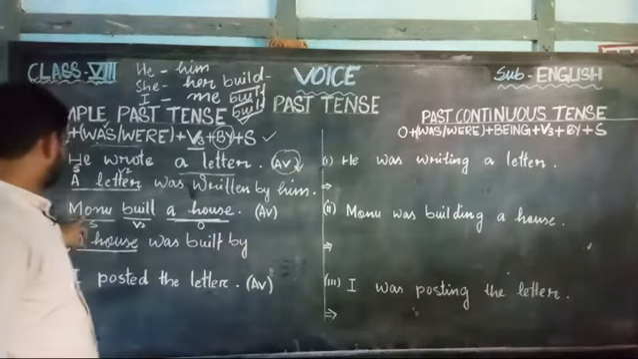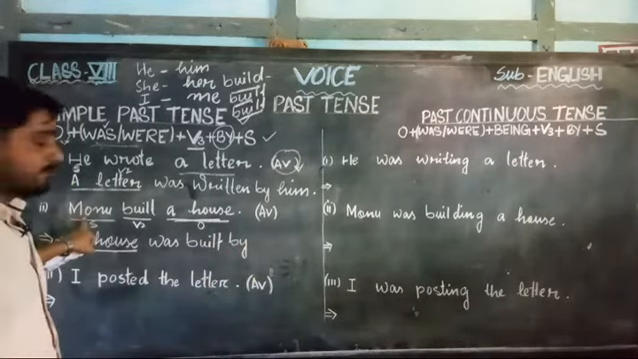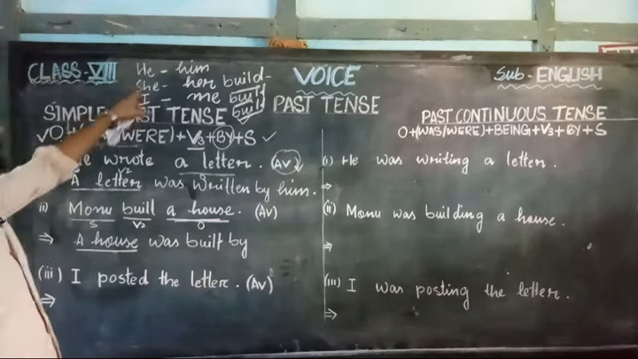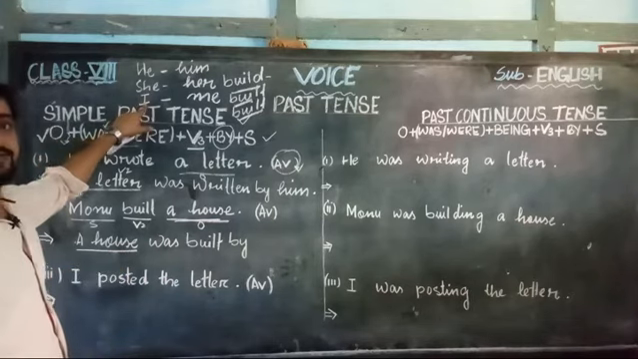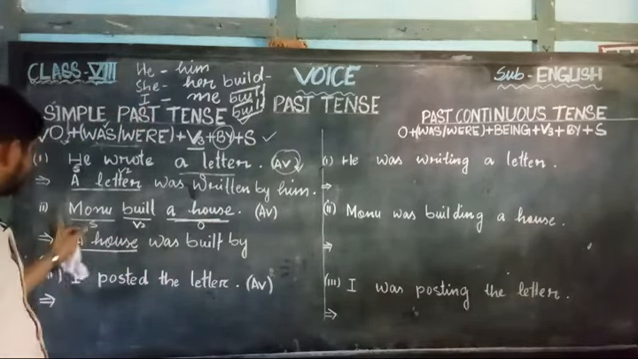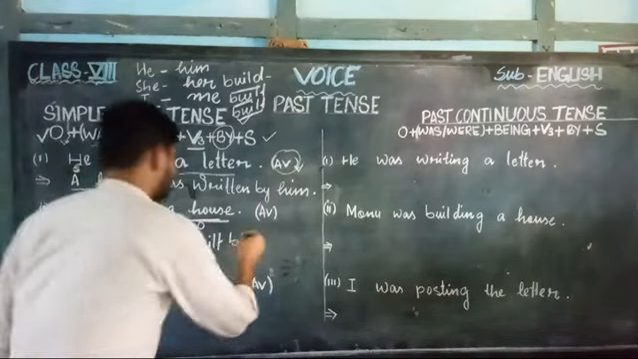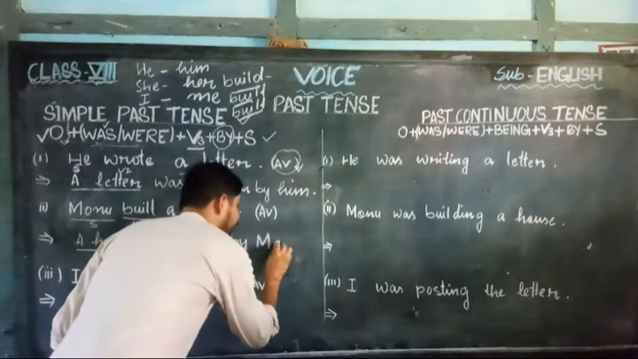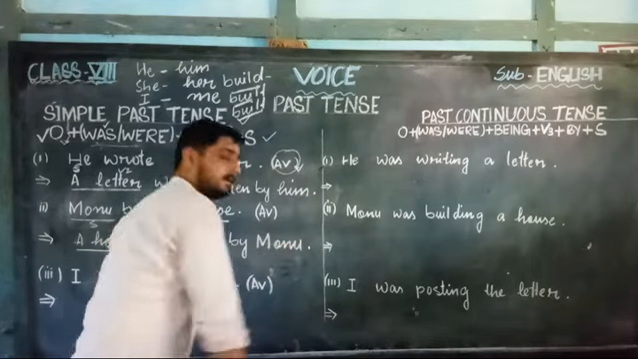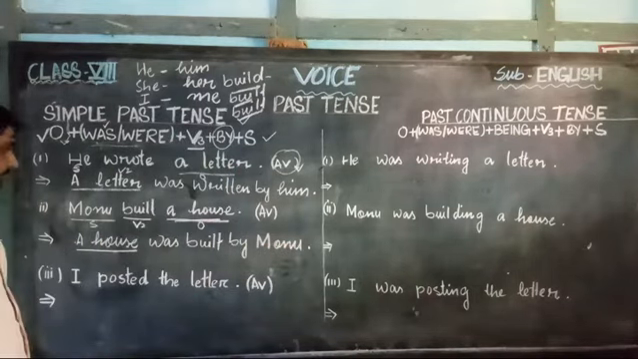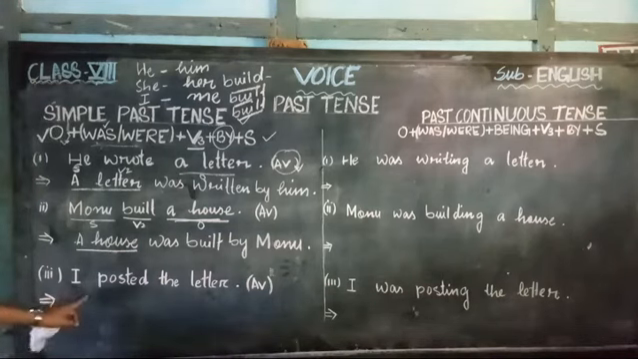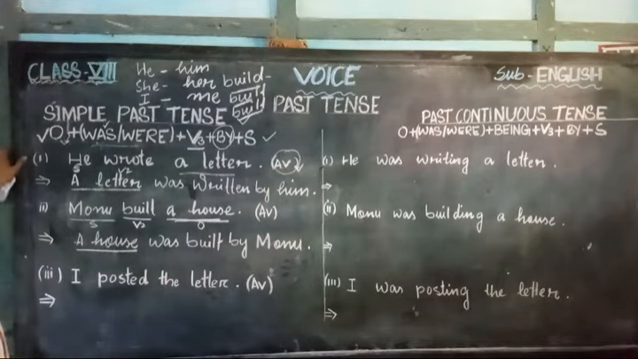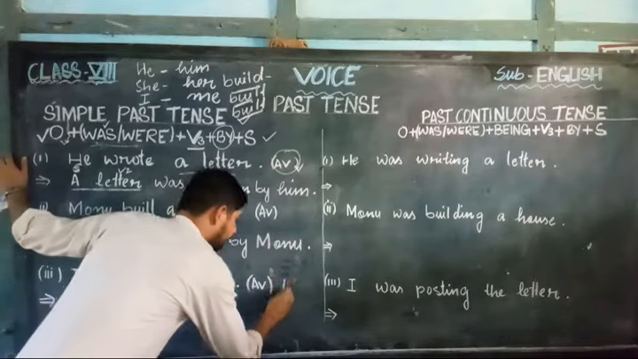Then subject. What is the subject here? Monu is the subject. So when the name of a person is there, no need to change it like he changed to him, she changed to her, I changed to me, they changed to them. So no need to change all this. The same Monu you will write here. By Monu. Clear? So the last one: I posted the letter. You do it as homework.